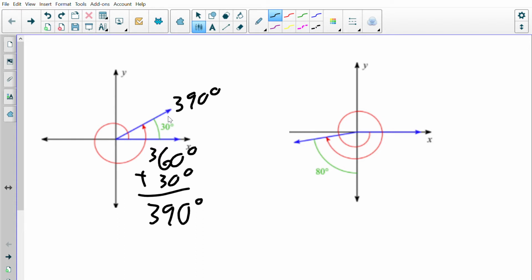So what we can plug in is anywhere between 0 to 360 degrees. So this 390 is the same value as 30 degrees. So when I plug into my calculator, I'm going to use this reference angle to plug in, not this 390.